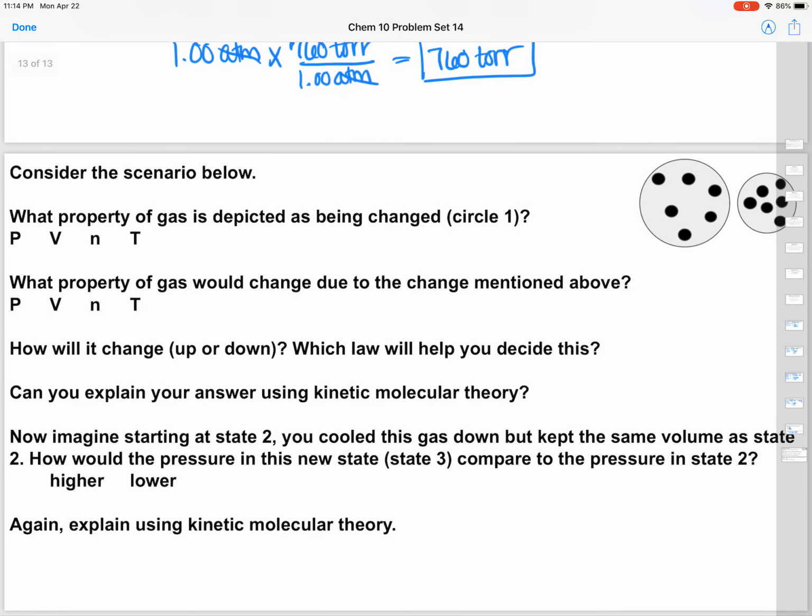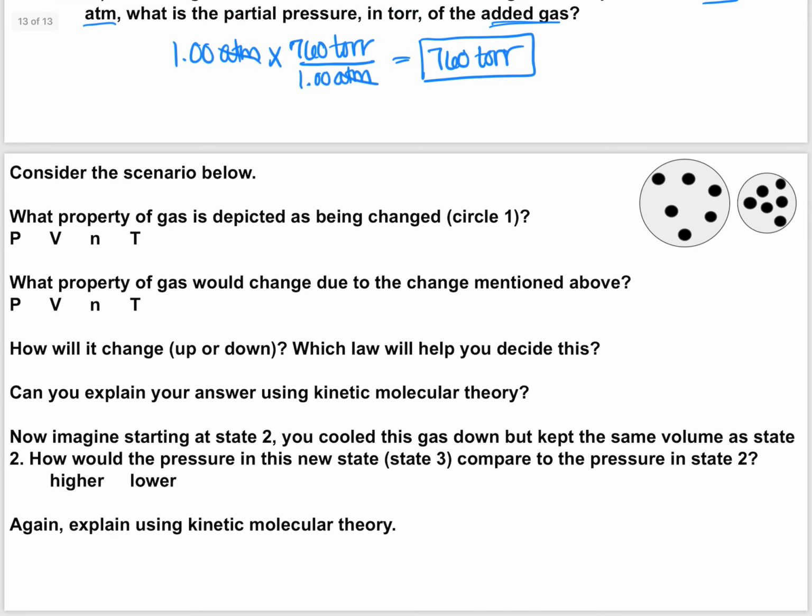All right, consider the scenario below. And actually, sorry, I had to put my scenario over here on the side. So this is our scenario here. What property of gas is depicted as being changed in circle 1?